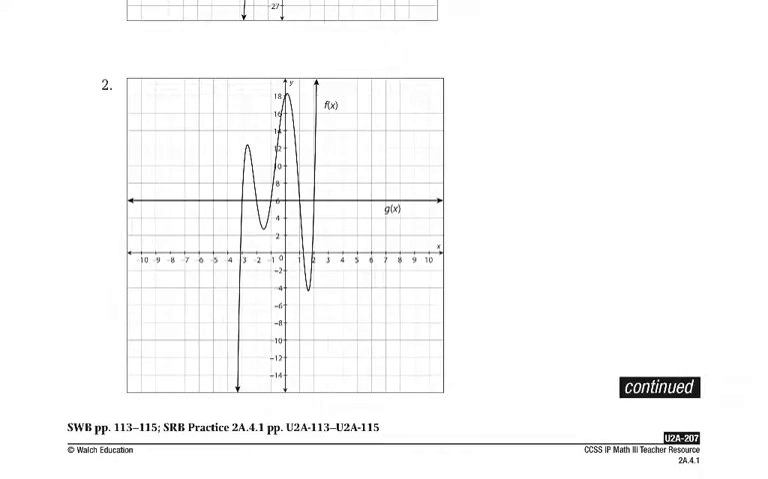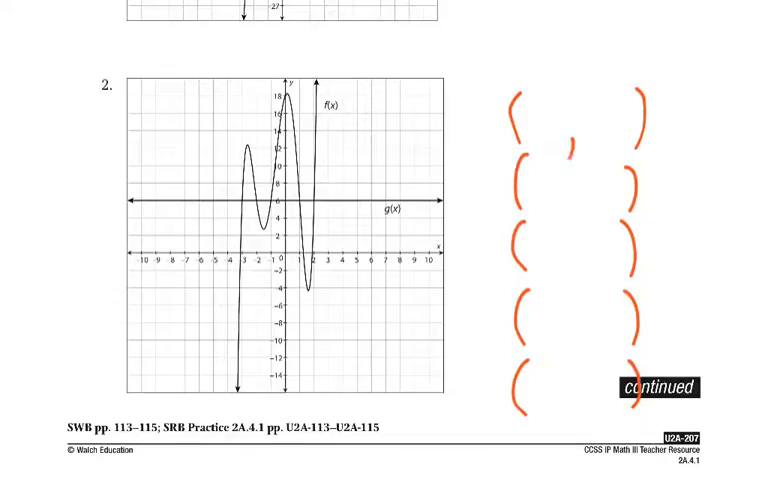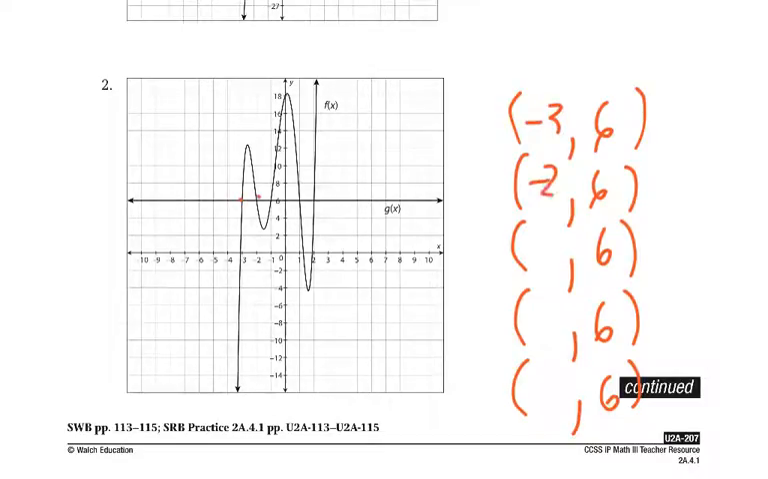Alright, question 2. Now notice it's a flat line, so we know that all the y values are going to be 6, because it's a flat line at 6. It looks like there's 5 solutions, doesn't it? So what are our x's? Well, we've got negative 3, negative 2, negative 1, then 1 and 2. So that's it. That one wasn't too difficult, was it?